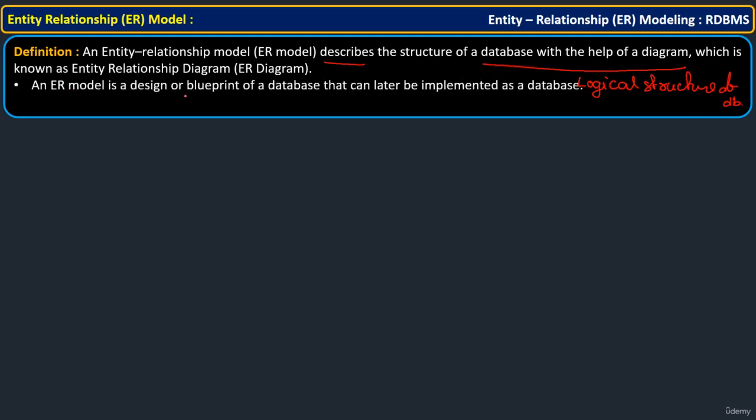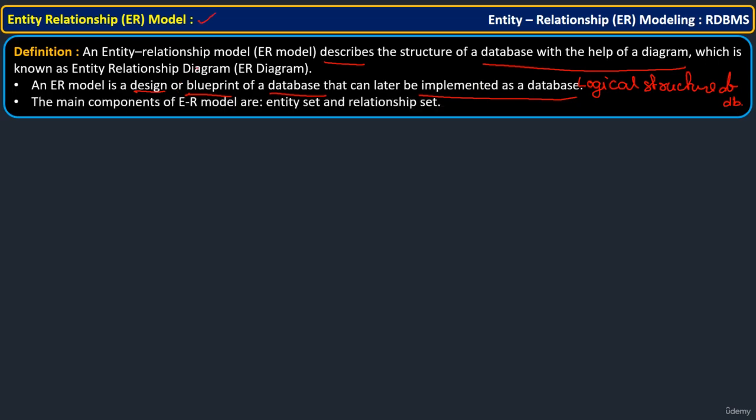Then an ER model is a design or blueprint of a database. That is nothing but the logical structure, right? Before you go to implement, first of all you must have one blueprint. It is like a blueprint of a house. You want to construct a house; before constructing it physically, you must have a plan, a design, that is nothing but a blueprint. Even for the database, you must have a blueprint before implementing it. That is what we are going to study in this ER model.